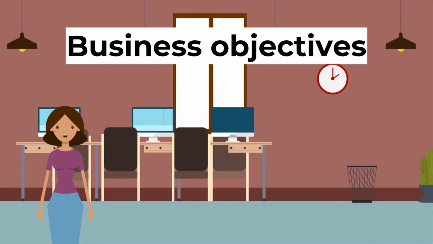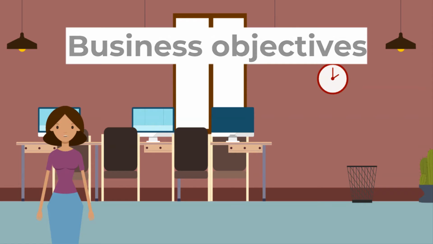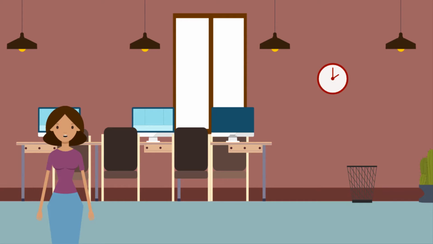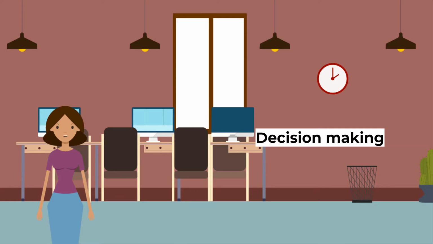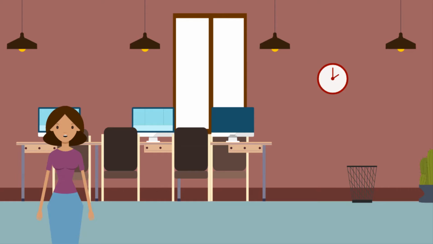Firstly, business objectives. Business objectives are the aims and targets that a business works towards to help it run successfully. Although the setting of these objectives does not always guarantee business success, it has its benefits. Setting objectives increases motivation as employees and managers now have clear targets to work towards. Decision-making will be easier and less time-consuming as there are set targets to base decisions on, i.e., decisions will be taken in order to achieve business objectives.